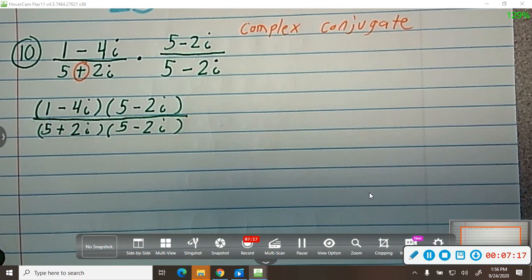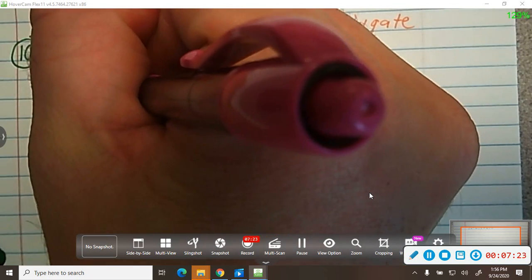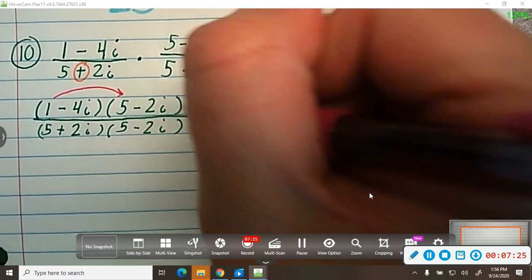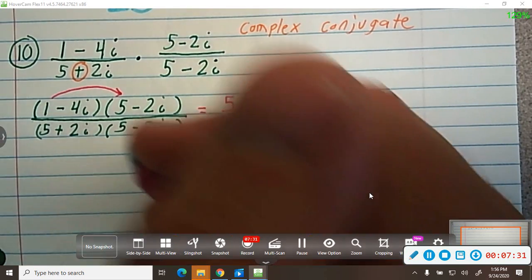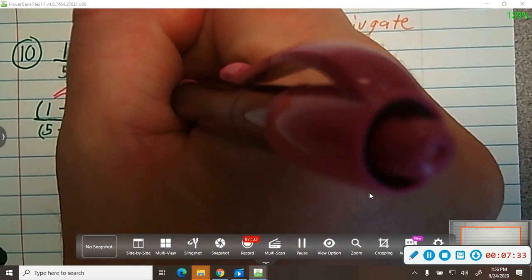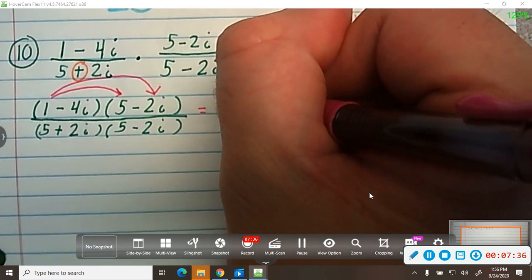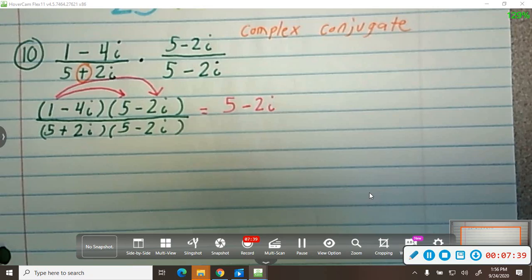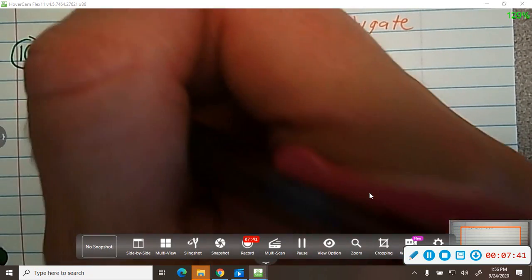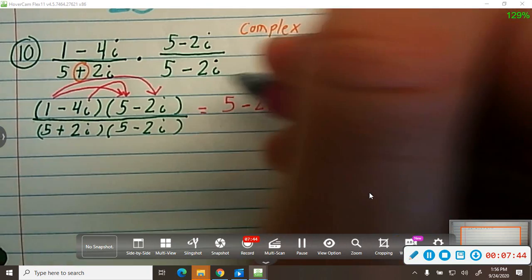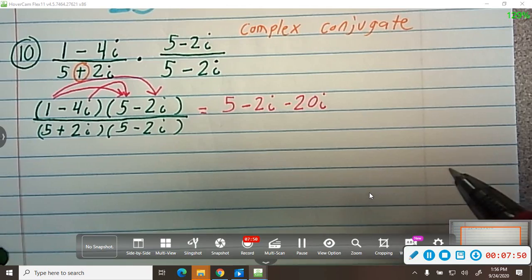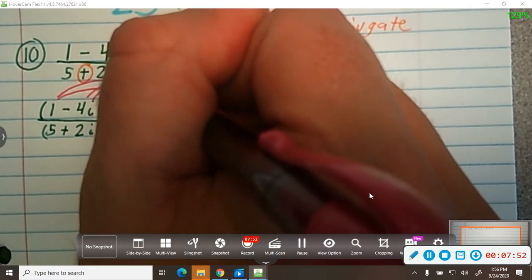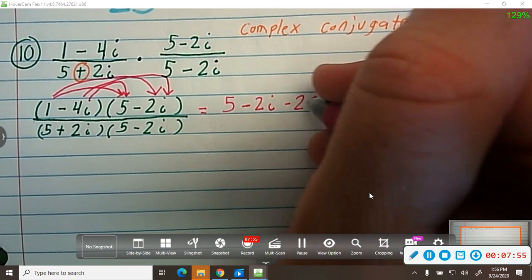So from here I need to distribute. So I'll go 1 times 5. Sorry about that. And then 1 times negative 2i is negative 2i. And then I distribute the negative 4i to the 5. Negative 20i. And then the negative 4i times the negative 2i would be 8i squared.